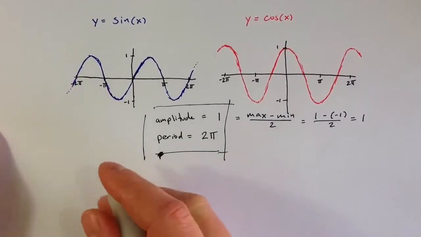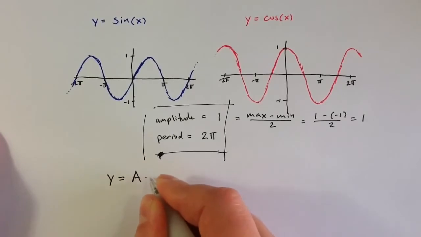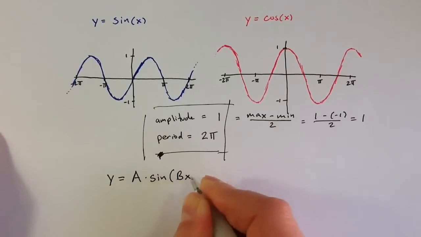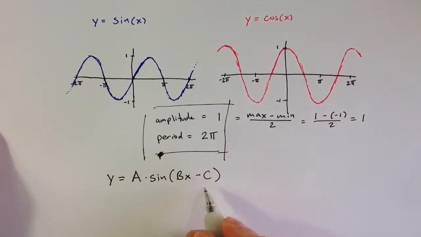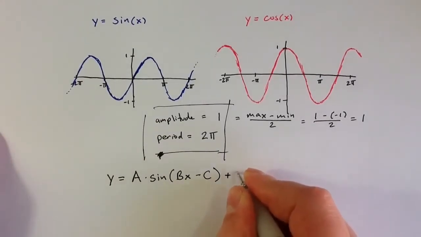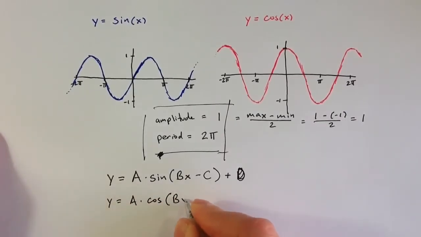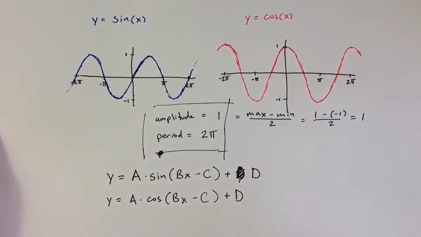The basic transformations that we're going to talk about in this video are linear transformations, where we might multiply the sine function by some number on the outside, a, or we might multiply x on the inside by b. We could also subtract a number c on the inside, or we could add d to the outside. In a similar way, I could take y equals a times cosine of (bx minus c) plus d. So these transformations are essentially similar for both sine and cosine.